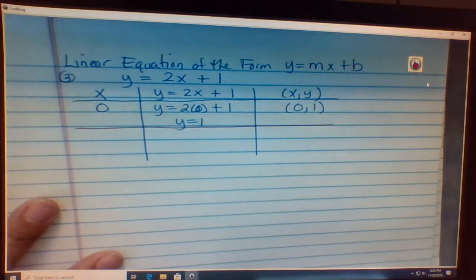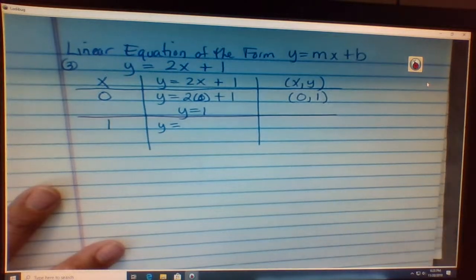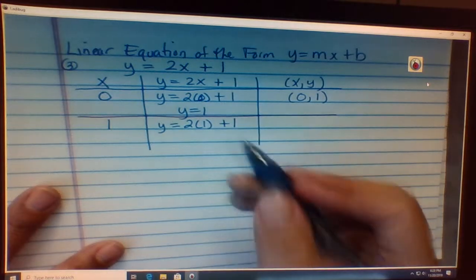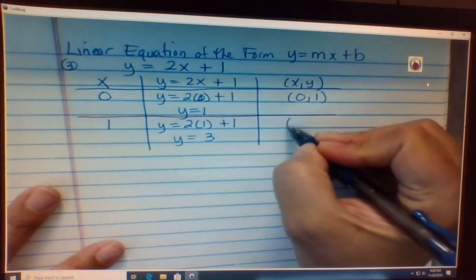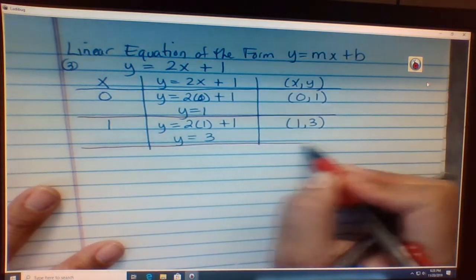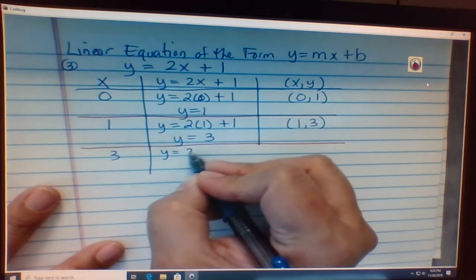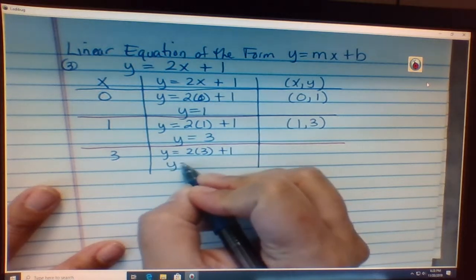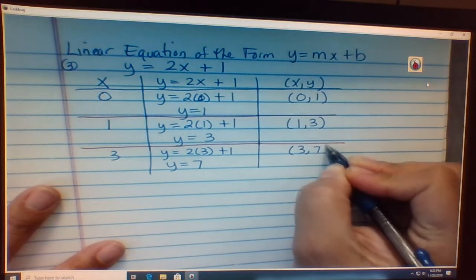Now the next number I heard was a 3. 1. Oh, I thought you were. Well, I'm going to do 3, but I'm doing them in order. 2 times 1 plus 1. What's 2 times 1? 2. Plus 1. 3. So y is 3. My point is 1 comma 3. Then I heard a 3. y equals 2 times 3 plus 1. What's 2 times 3? 6. Plus the 1? 7. So my ordered pair is 3 comma 7.